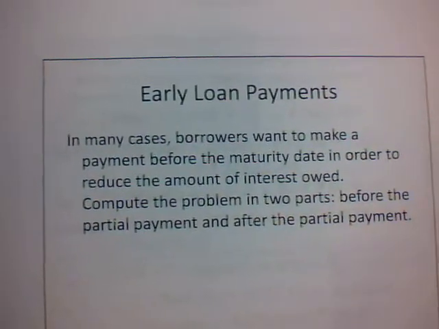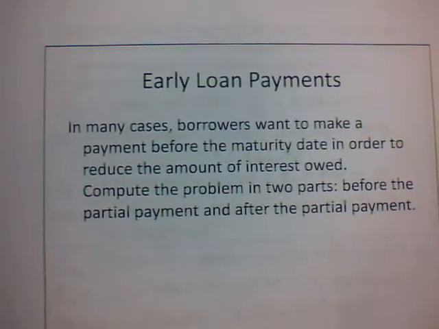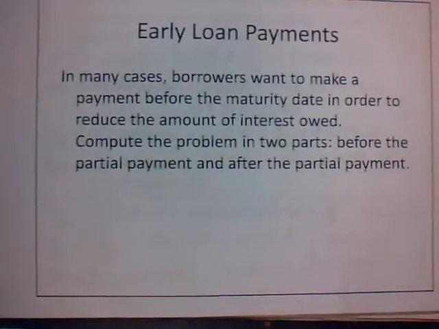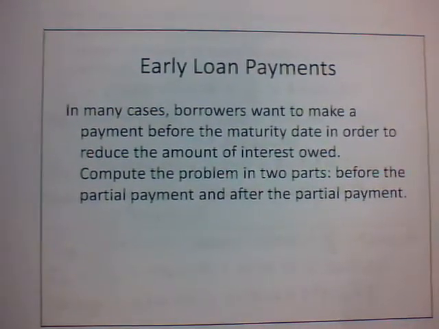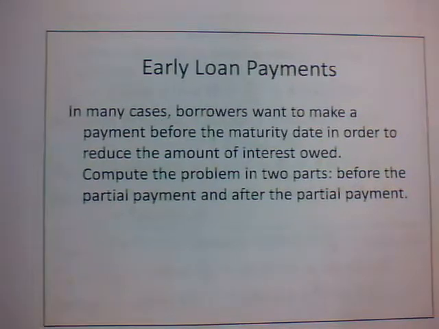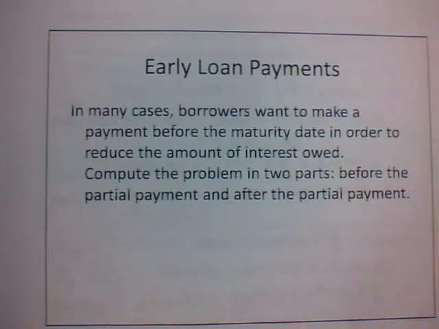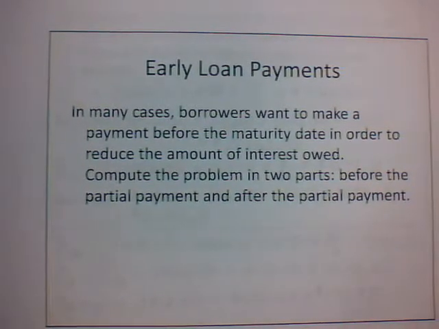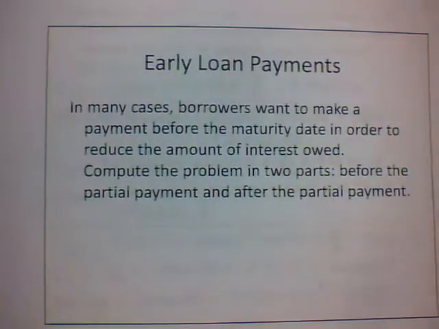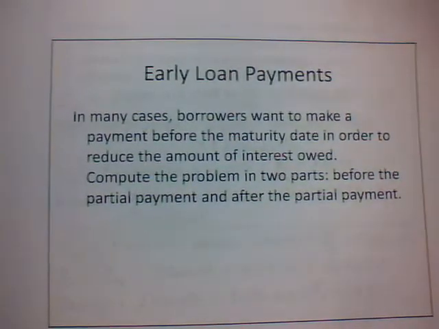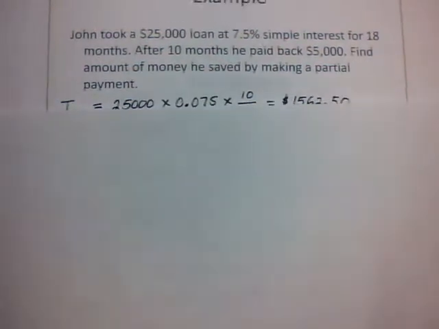Now, some people opt to pay their loans early as a means of reducing the amount of interest that they will have to owe at the end of that particular term. So here borrowers can make a payment before the maturity date to reduce the amount of interest owed. So here, we're going to have to compute the problem in two parts. Before the partial payment, we have to find out what the interest is before the partial payment, and also find out what the interest is after the partial payment has been made. Now, here's an example of this particular situation.